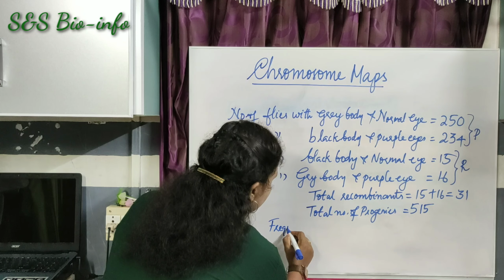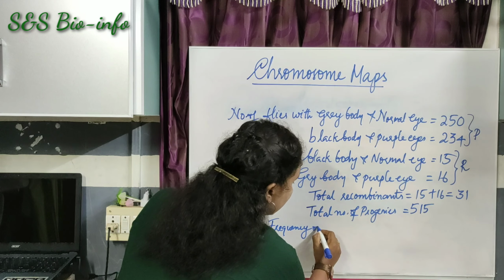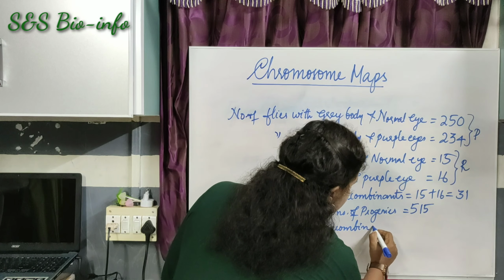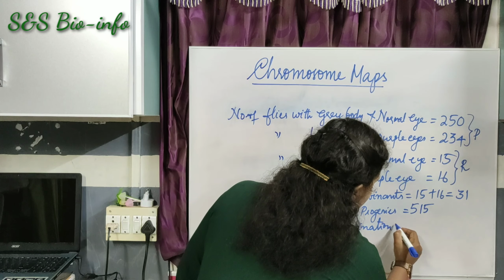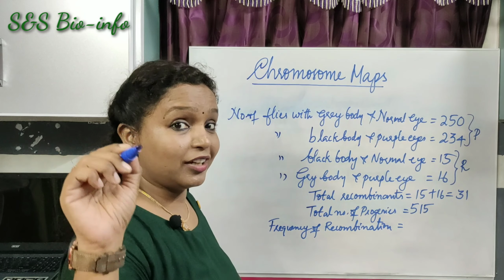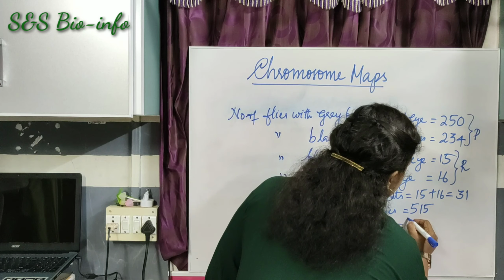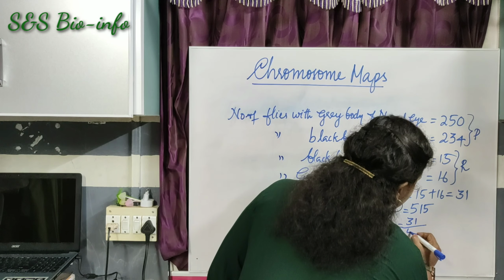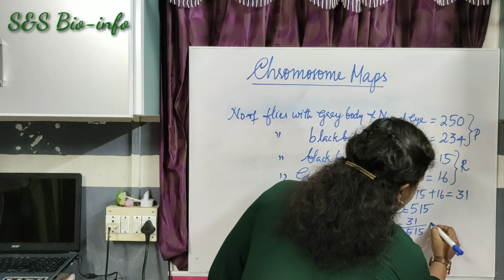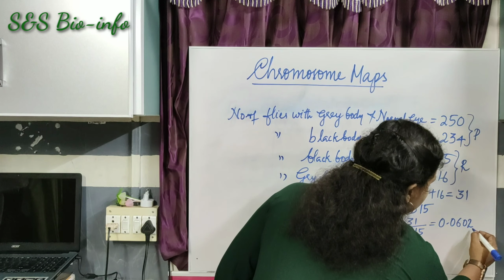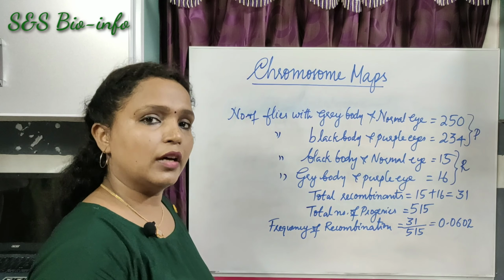So how can we calculate the frequency of recombination? Frequency of recombination is equal to total number of recombinants by the total number of progenies. 31 divided by 515 is equal to 0.0602. This is the frequency of recombination.